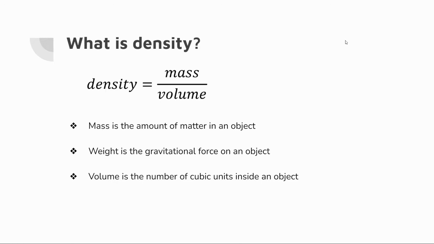For example, a ball is going to have a certain mass on Earth, and the same exact mass on the moon. But its weight is going to be different because the gravitational force on the moon is 1/6 of that on the Earth. So you're going to see the weight of the ball on the moon being 1/6 of what it is on the Earth.